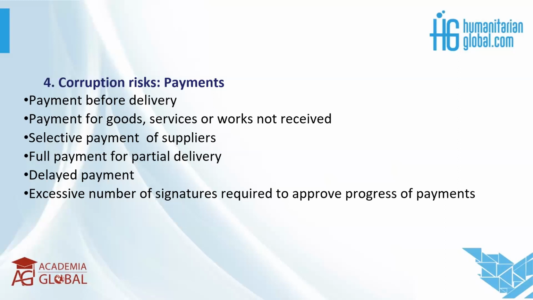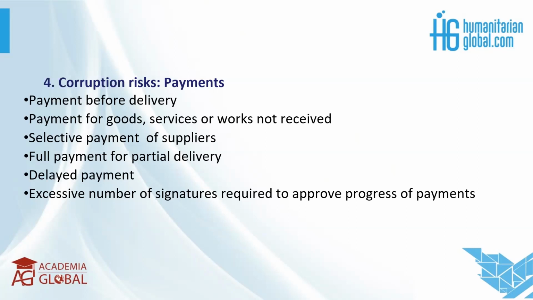The other one is payment for goods, services, or works not received, which is what I said, procurement of air, which is very common. We pay suppliers. There is an invoice that comes to your desk as a procurement person. You know for sure these goods and products have not been delivered in your warehouse, but then you proceed to forward the invoice to the finance department, and they're going to process payment for goods, services, and works that are not received.